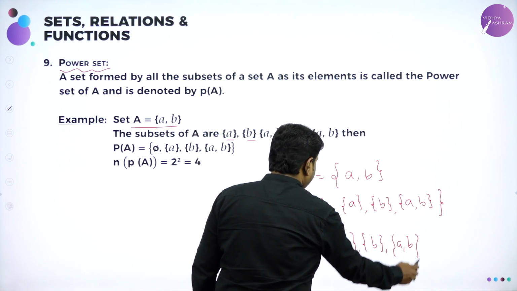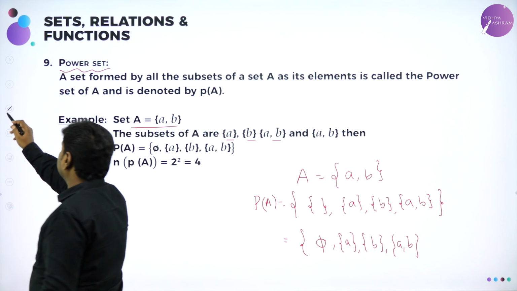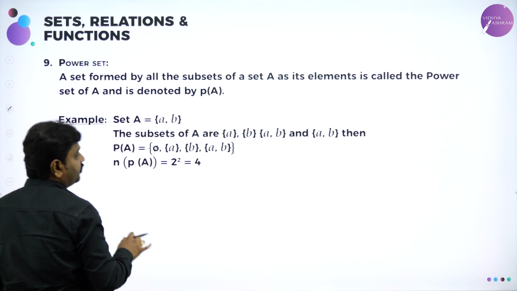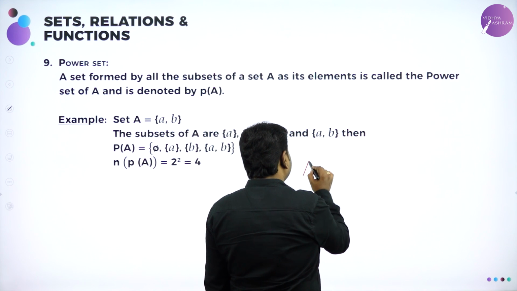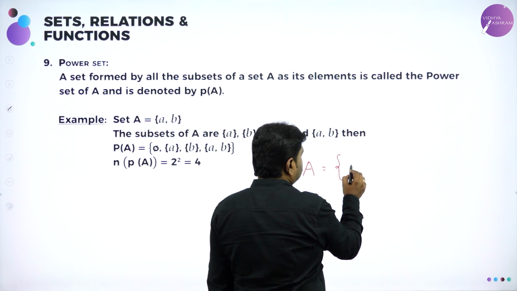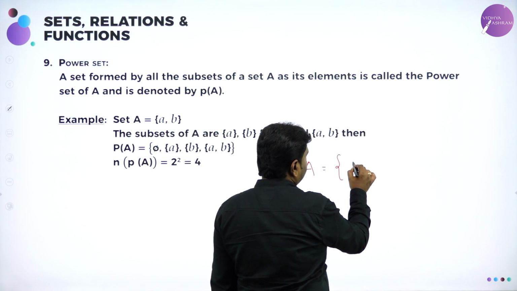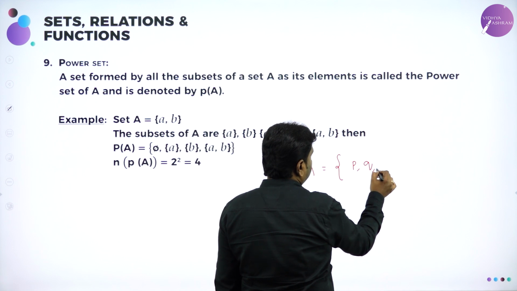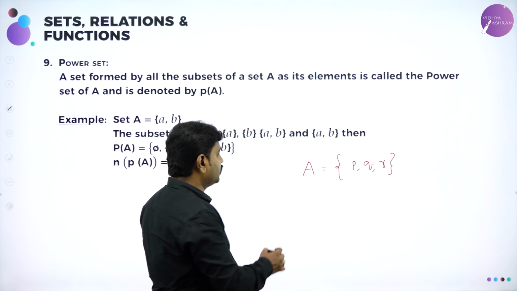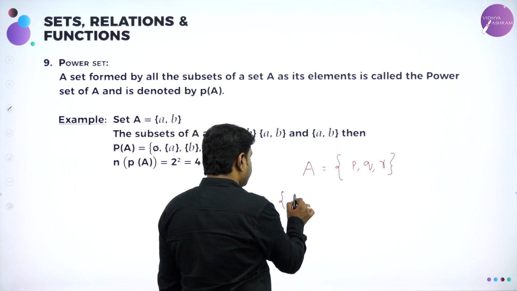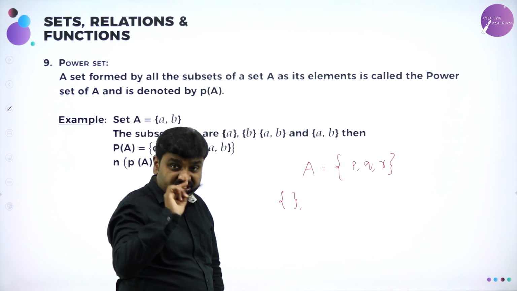Now my question to you. Can you write the subsets for A is equal to {P, Q, R}? What are the subsets for this? I can write the null set. The null set is a subset of every set, remember.